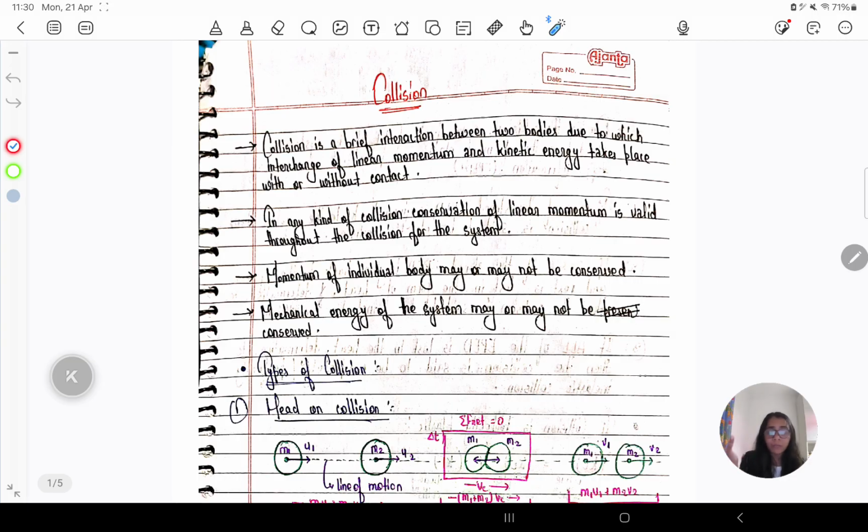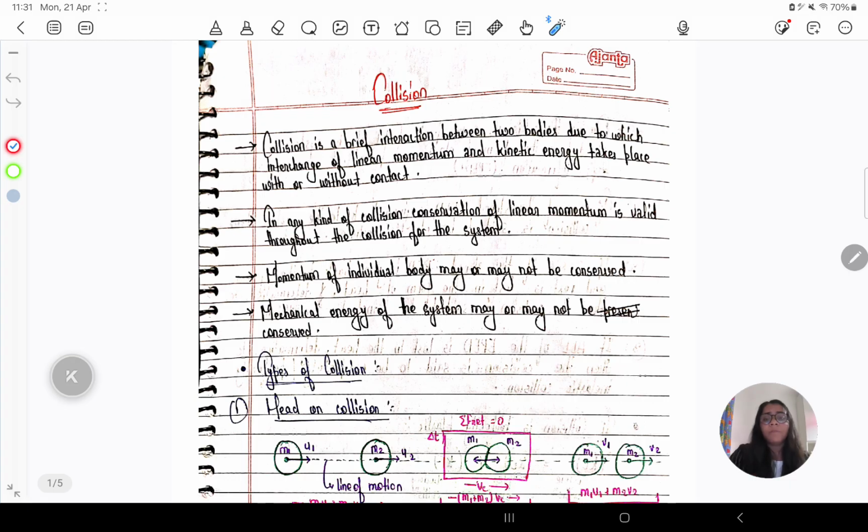So the final momentum would be equal to the initial momentum, right? The momentum before collision will be equal to the momentum after collision. Is that clear? Moving ahead, momentum of an individual body may or may not be conserved, as I said earlier. Mechanical energy of the system may or may not be conserved. This depends on what type of collision it is, elastic collision or non-elastic collision.